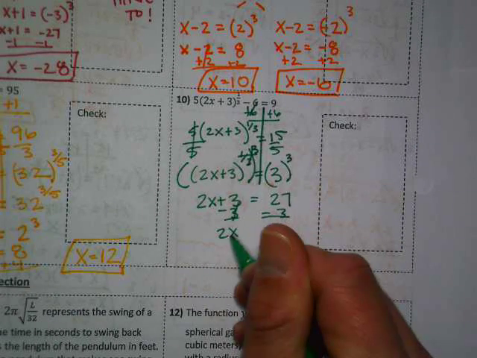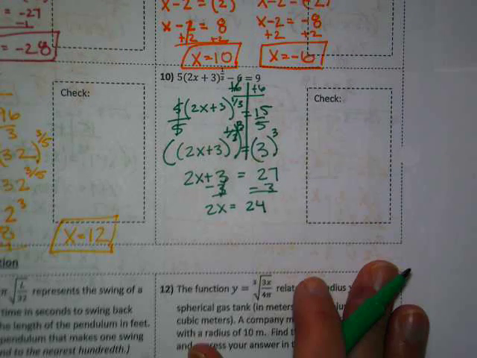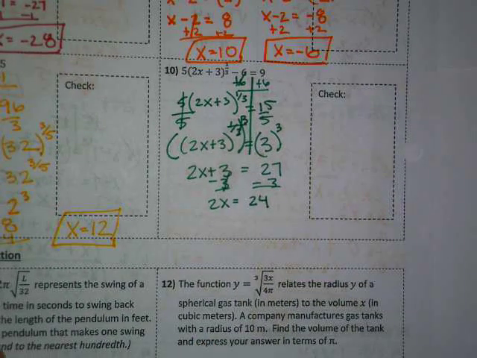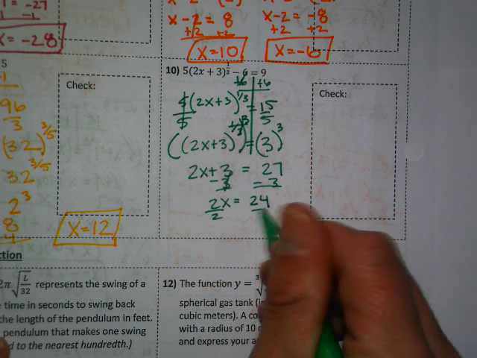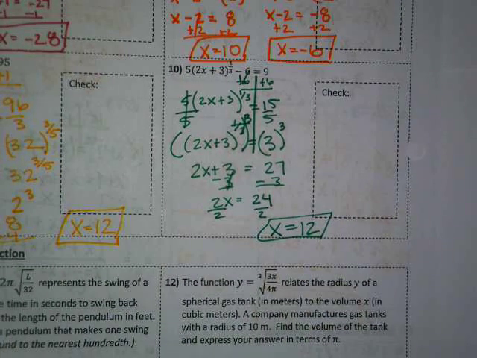2x equals 24. Wait, hold on. I said 9. That's okay. 24, yes. And then divide by 2. X equals 12. All right, good. Are we all good? Yes. I love this. This is my favorite.